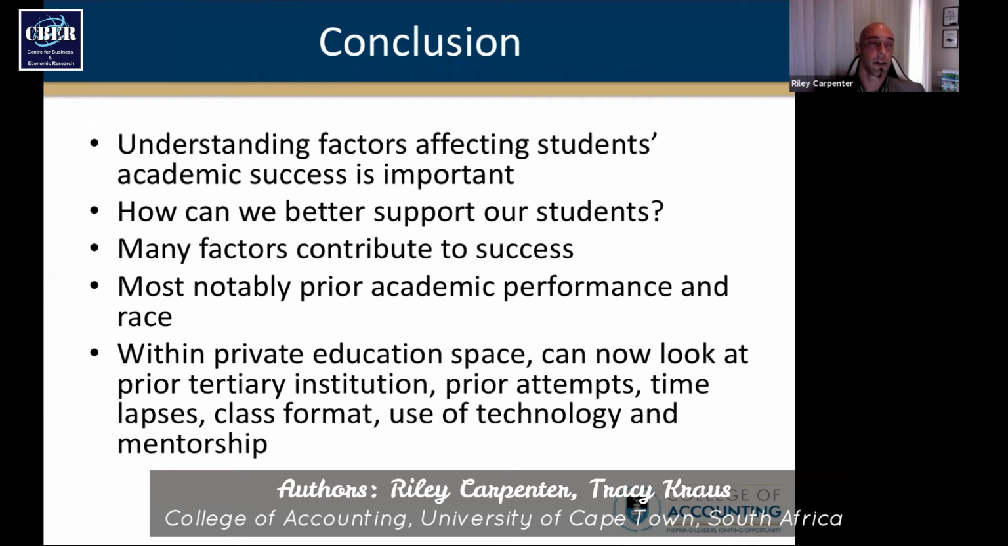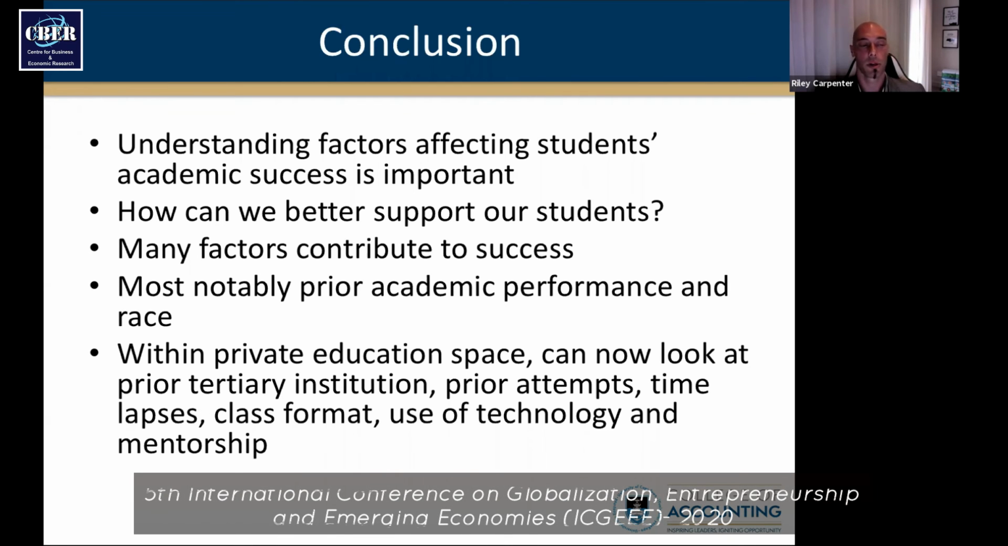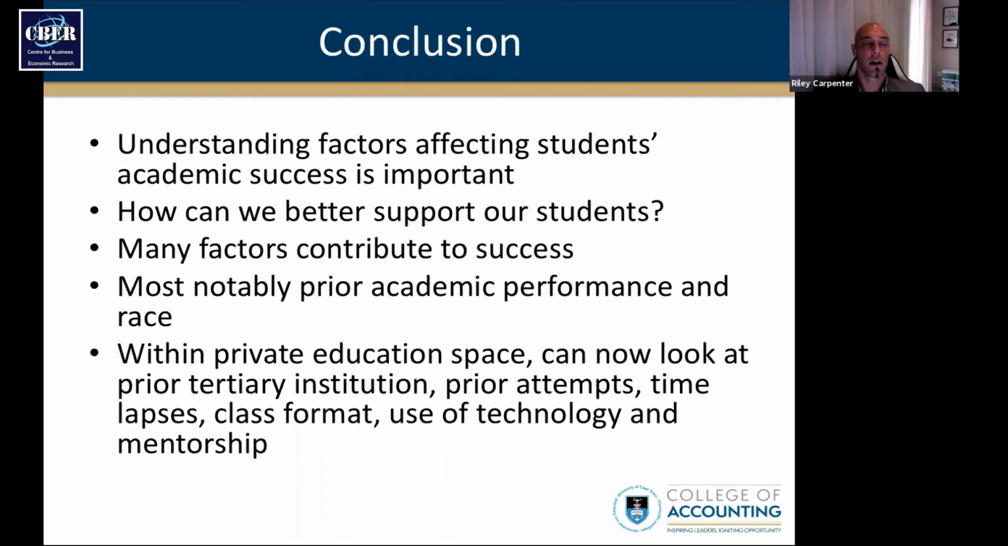So, in conclusion, understanding factors affecting students' academic success is important. And it's important because we want to support our students as much as possible. How can we implement that support? There are many factors which contribute to success, most notably being prior academic performance and race. Within the private education space in South Africa, how can we now look to consider prior tertiary institution, prior attempts, time lapses, class format, use of technology, and mentorship within our understanding of student academic success to provide the support that the students need.